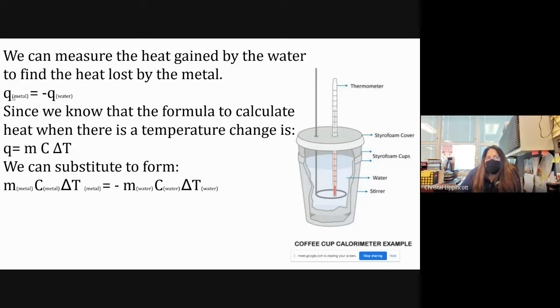So we know that when we do this, the heat lost by the metal is going to equal the heat gained by the water. We can rearrange this so that we have the mass of the metal times the specific heat of the metal times the change in temperature equals, and this is going to be negative over here, negative water mass times the specific heat of water times the delta T of the water. Now this is going to increase in temperature, and this will decrease in temperature. So this will be a negative value, which cancels out this negative sign here once you divide it out.